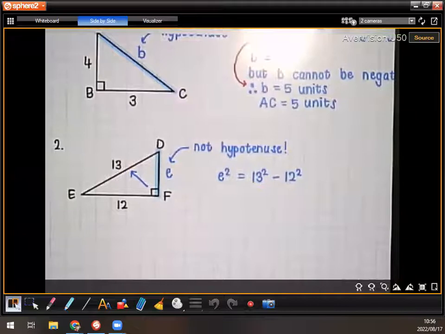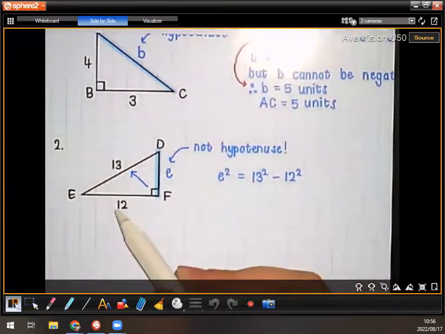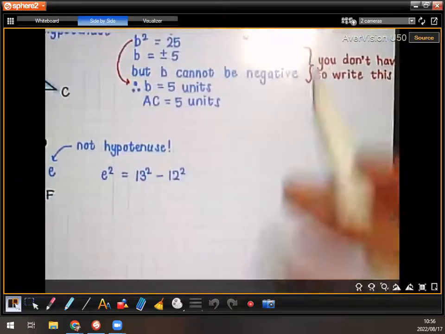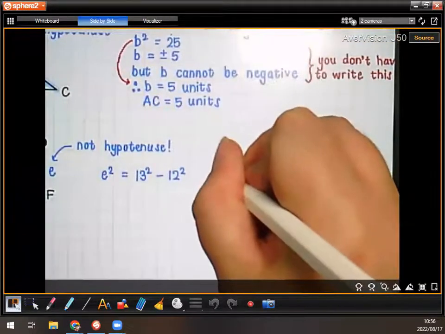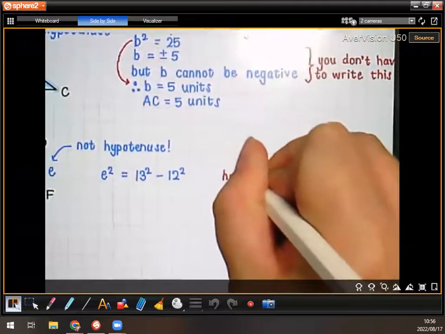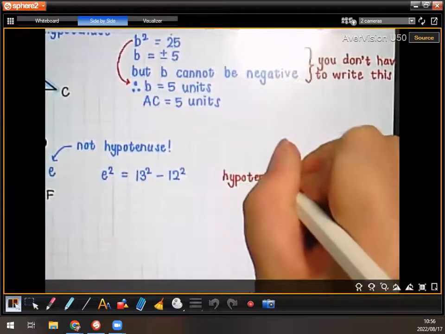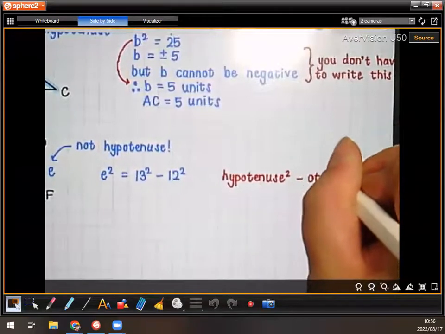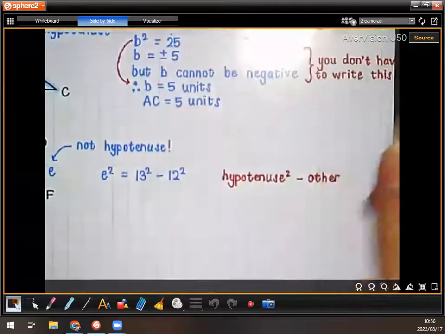Guys, what's going to happen if I swap this around? What will happen if I say 12 squared minus 13 squared? Negative. And is that going to work? Can I have a negative side? No. Okay, so it's very important. Always hypotenuse minus the other one. Okay, I'll write it on the side here: hypotenuse squared minus other side squared. Let me put that in brackets.